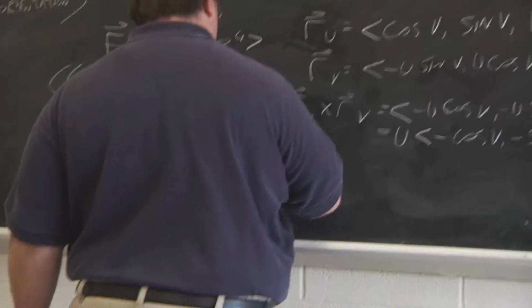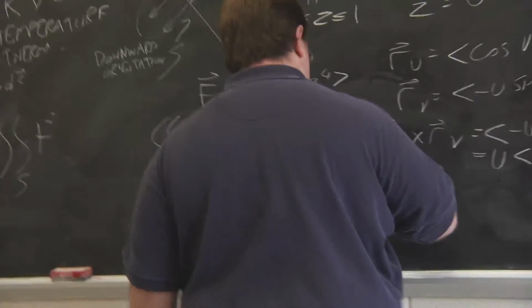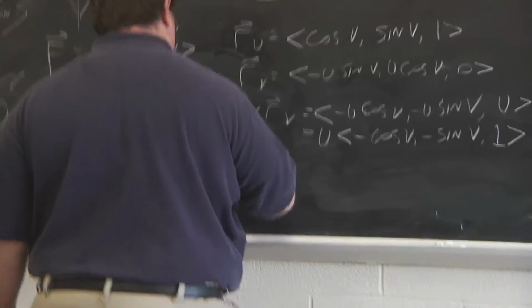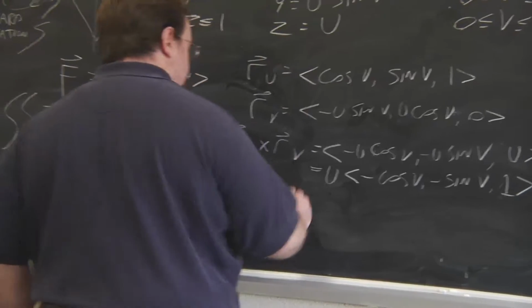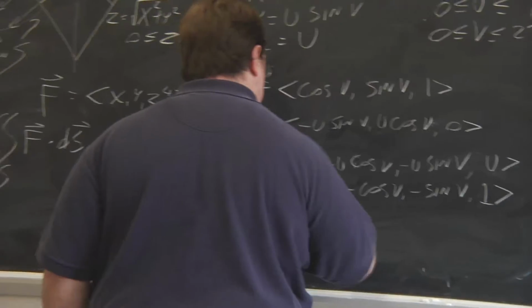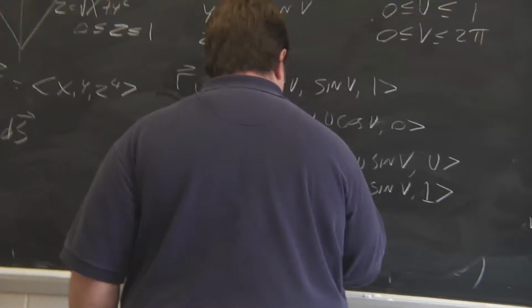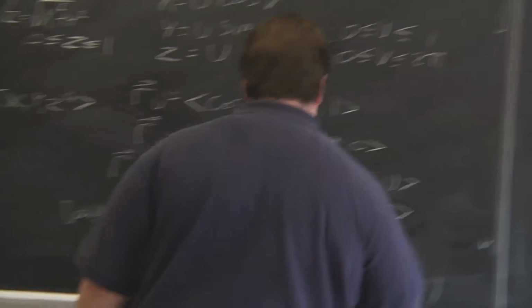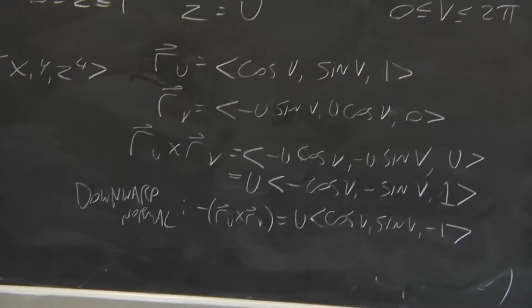All right. So now, typically a problem is going to specify which orientation you're supposed to use. In this case, the problem, as given in the text, specifies downward orientation, which means the downward normal is simply the negative of this. So we're going to have u cosine v, sine v, minus 1. So that's the downward pointing normal.